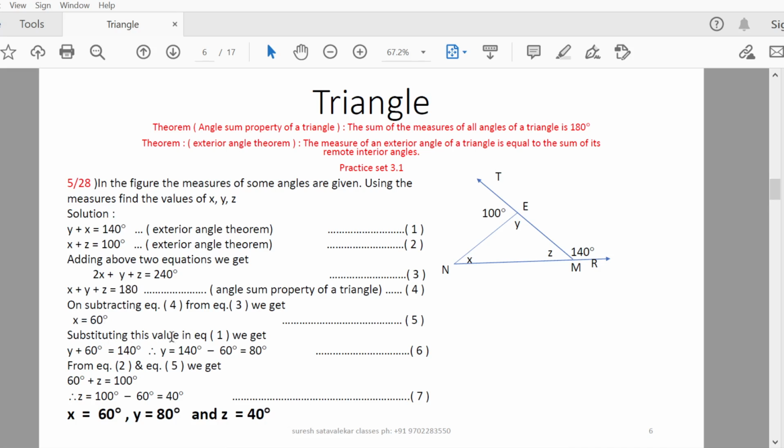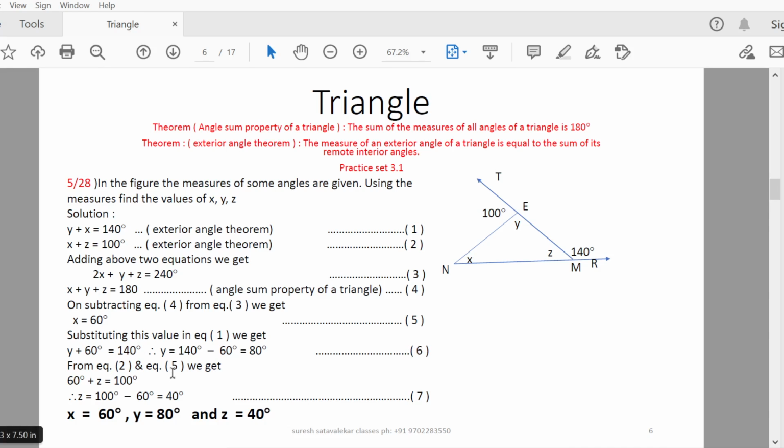Now, substituting this value in equation number 1, we are having y plus x is 140. X we already found out. So y plus 60 is equal to 140. Subtracting 60 from both sides, we get y is equal to 140 minus 60, that is 80. So this can be numbered as 6.